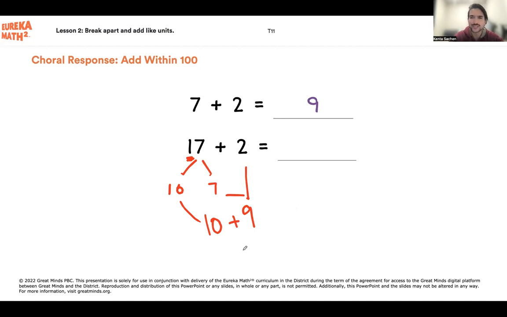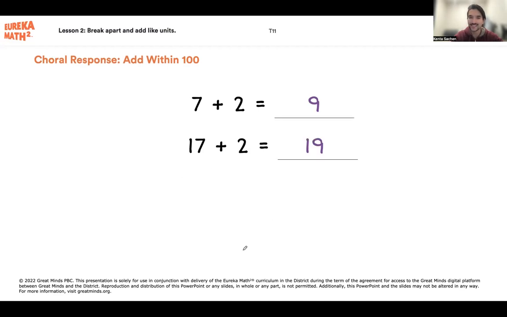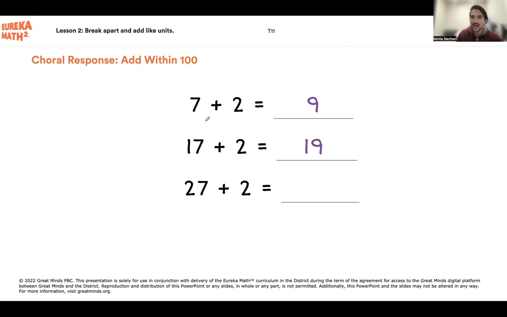So what's 10 plus 9? Or 1 10 and 9 1s? Yeah, it's 19. Okay. And 27 plus 2. Very similar to 7 plus 2 or 17 plus 2, and that's 27, right? 20 and 7. So again, we can do 7 plus 2 first, which is 9, and then we're going to do 20 plus 9. So what's 20 plus 9?